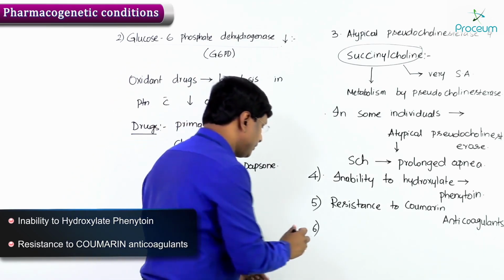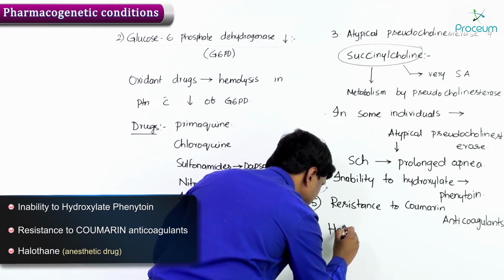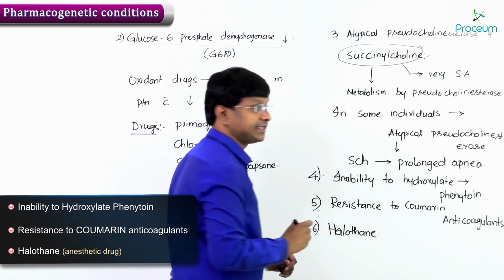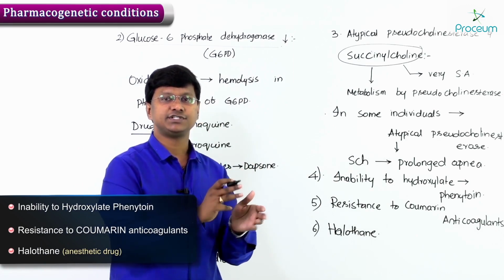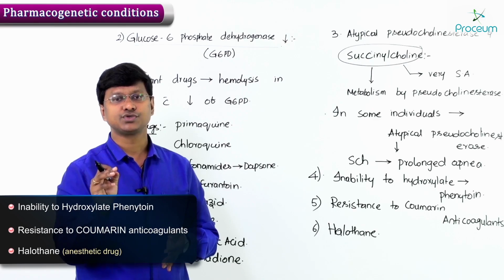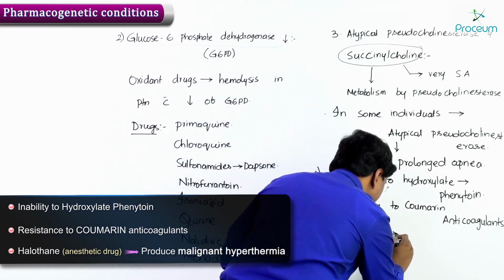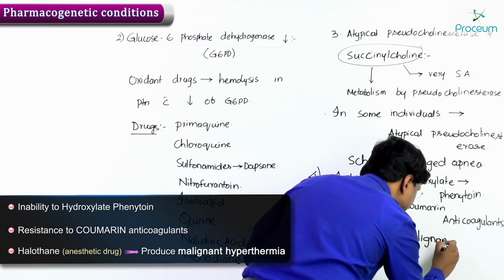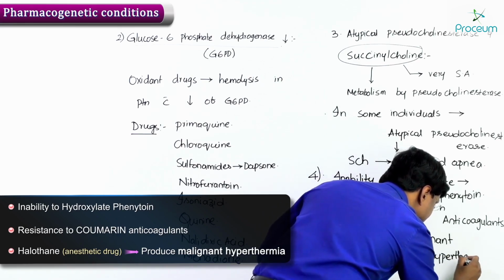Next, we have a drug called halothane, which is a general anesthetic drug. Because of different genetic polymorphism in certain individuals, halothane will produce what is called malignant hyperthermia.